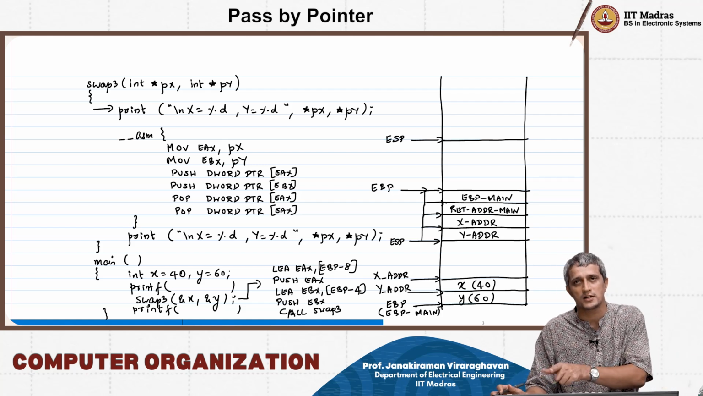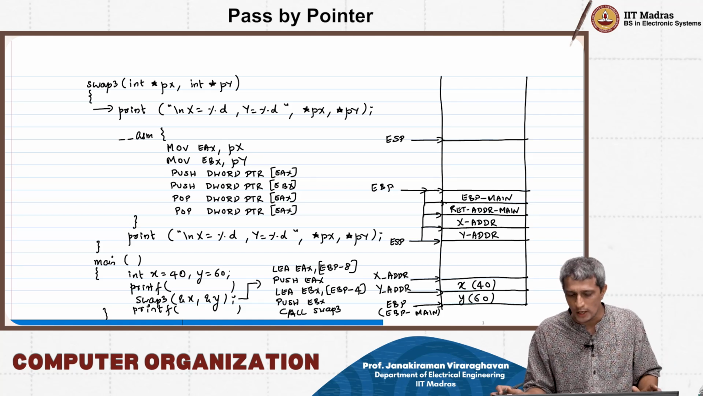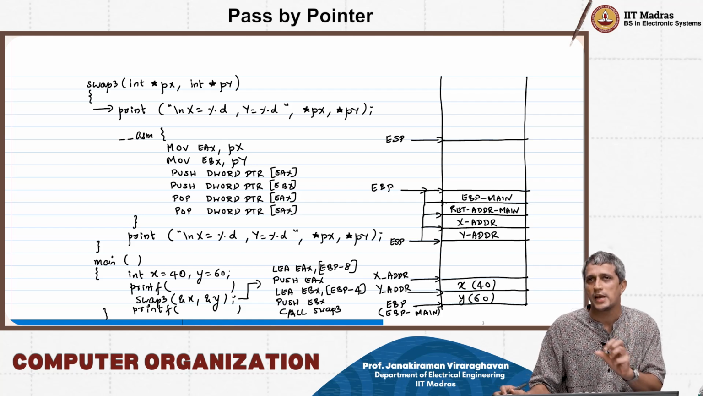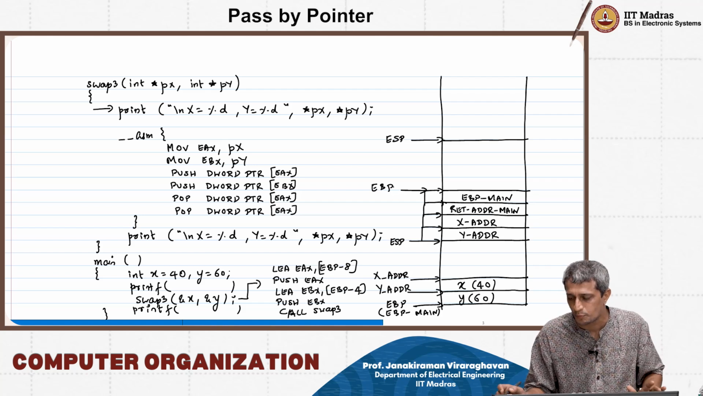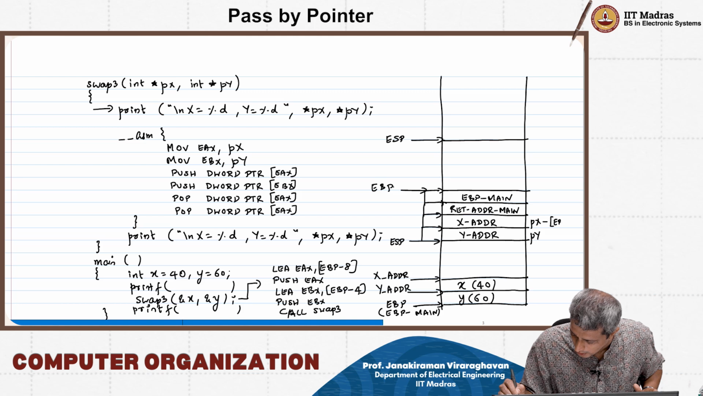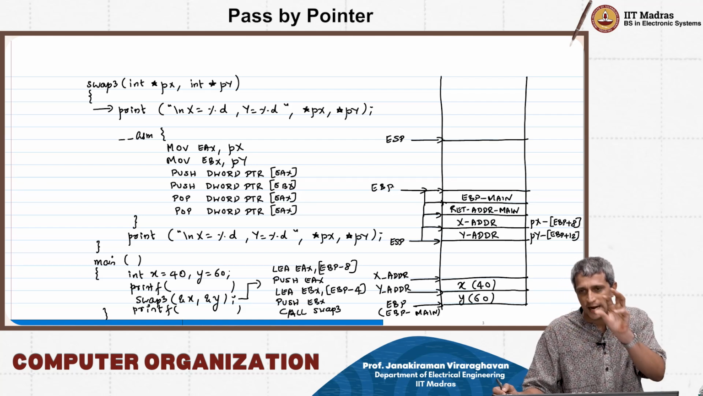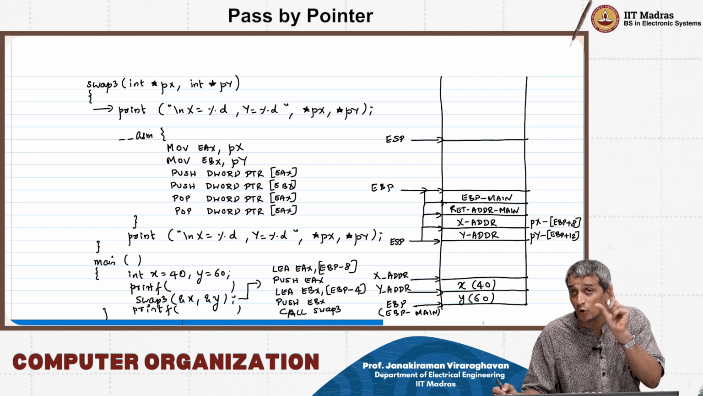Again, through this X address, Y address, you will print the value of X and Y, which is 40 and 60. Now, what are you doing? I am doing something slightly different. I am taking the value of Px. Okay. Now, what is Px? Px is actually this variable here, Py, and this is basically given by contents of EBP plus 8. This is contents of EBP plus 12, right?